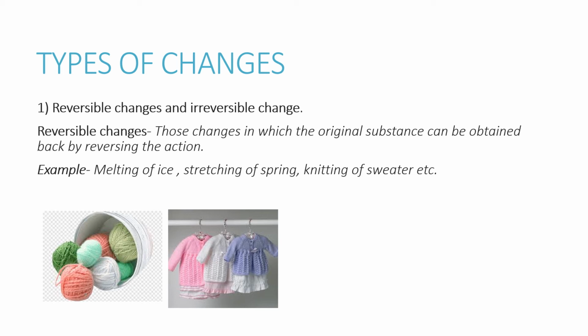Next is stretching of a spring. When we stretch the spring, its shape changes, and when we want to get back the original spring, we just leave it, and it will get back to its original shape. Next is knitting of a sweater. A sweater is knitted with the help of wool. Now, when we want to get back the wool from this sweater, what will we do? We will open it, and we will find that we have got back the wool. So these all are reversible changes.